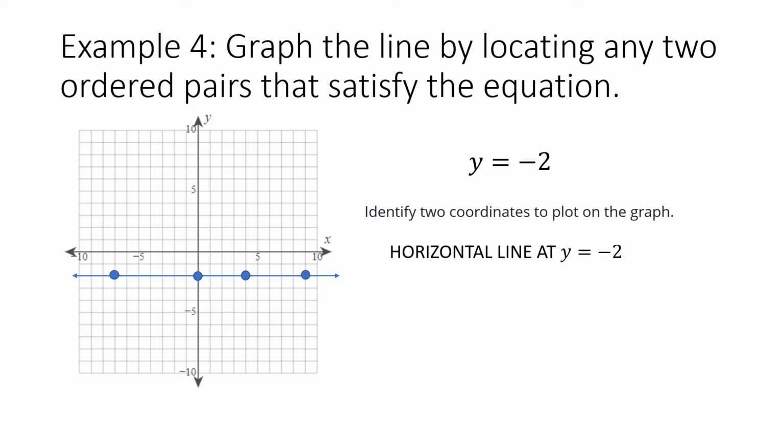I've plotted 4 points here, and I'm just picking 2 to identify. So 4, negative 2 would be on the line, and negative 7, negative 2 would be on the line. Anytime you see the equation y equal to negative 2 and you don't have an x in the equation, that's going to be a horizontal line at the y value on the y-axis.